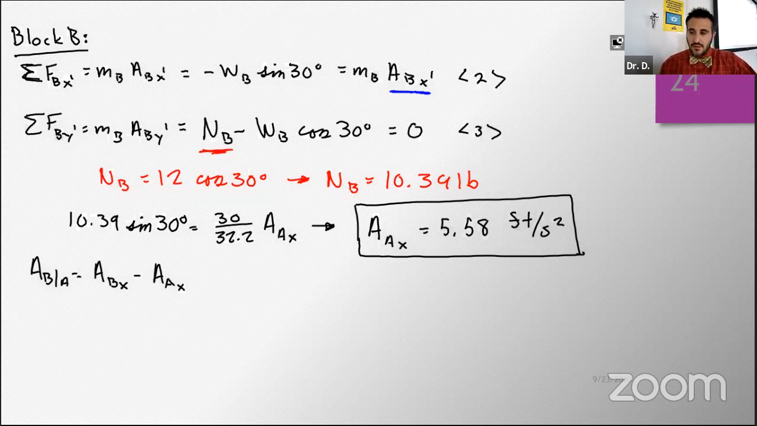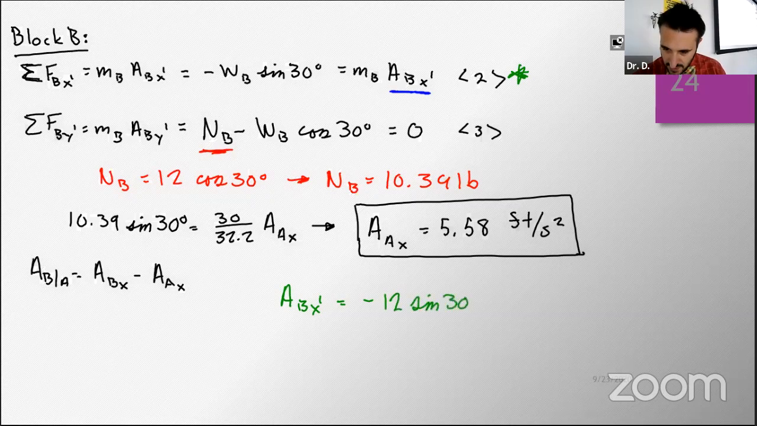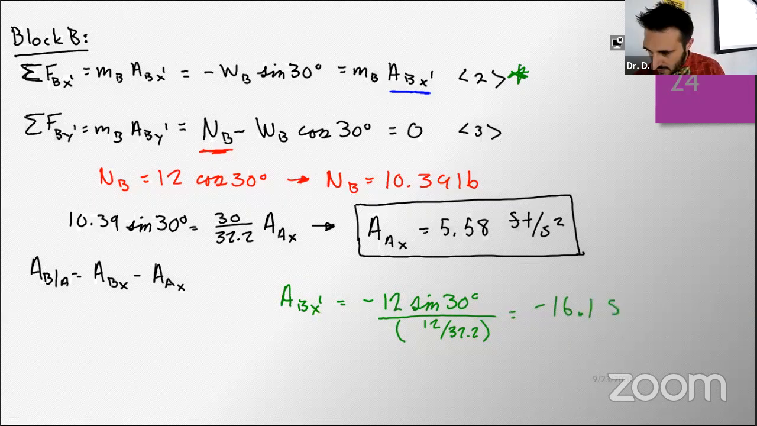So how do we figure this out? Well, how can I figure out A B X prime? Let's solve this equation right here. We're going to find A B X prime. So A B X prime is just the weight, it's negative the weight. So the weight of B was 12, negative 12 sine 30 degrees, divided by the mass. Well, the mass is 12 over 32.2. So this is going to be negative 16.1 feet per second squared.